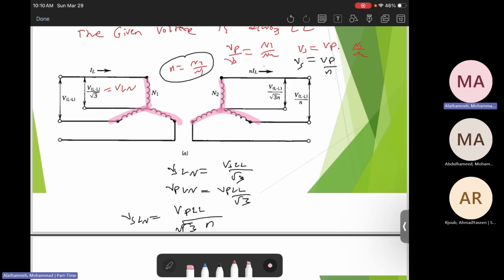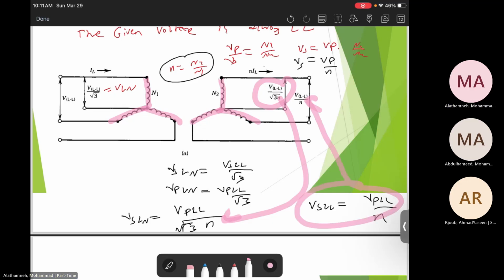That's how we get this value here. Then if we are talking about V secondary line to line, it will be V primary line to line divided by N. There is no root of 3, and that's how we get this one. Then the same thing can be applied when we are dealing with delta and y. This is for y to y.